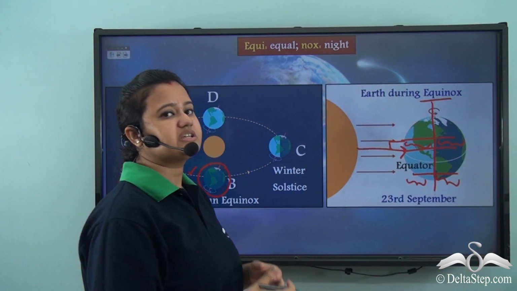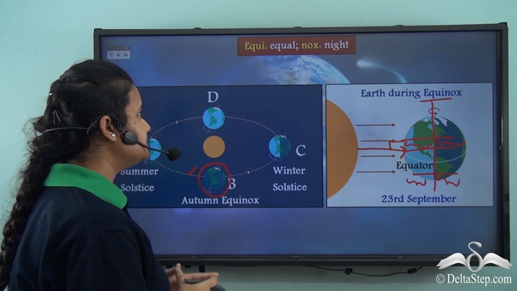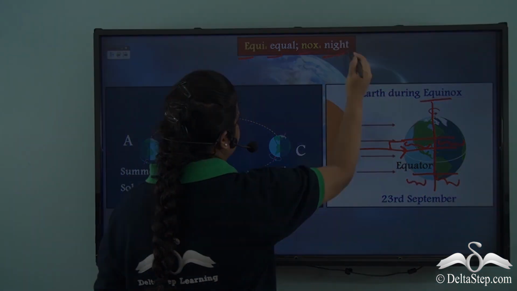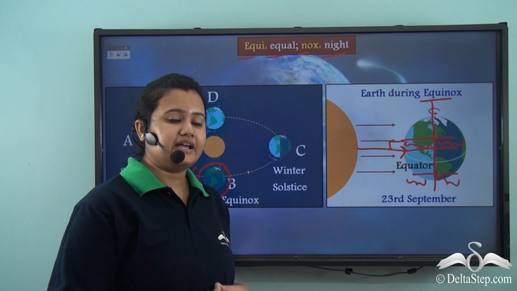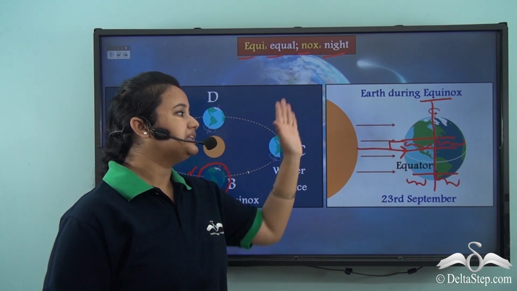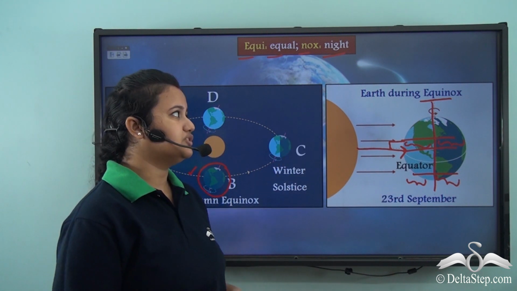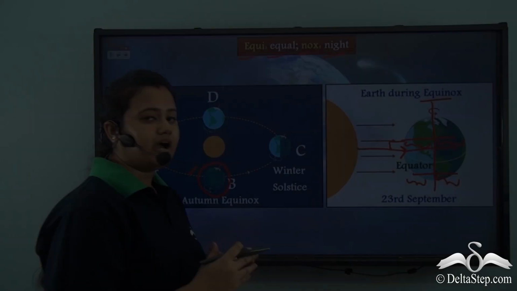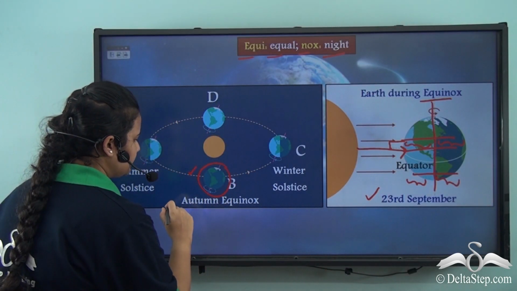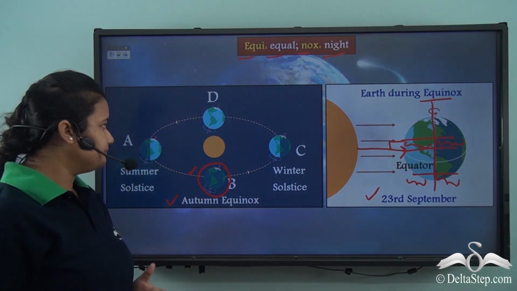Now equinox is a combination of two words where equi means equal and nox means night. Since the days and nights are of equal lengths in both the hemispheres, that's why this moment of the year is referred to as equinox. Now on 23rd September, we experience autumn equinox. Why autumn?